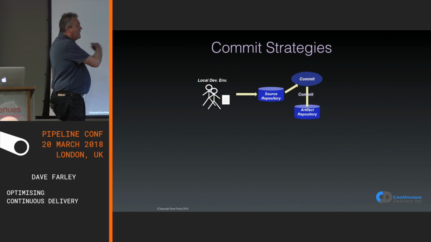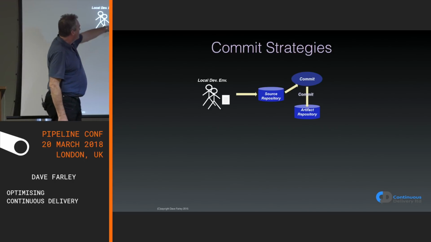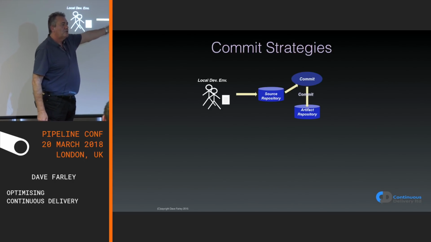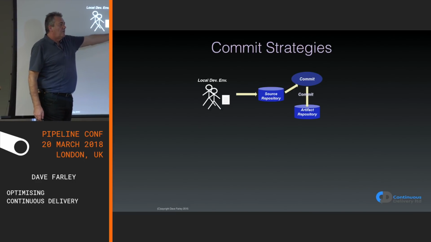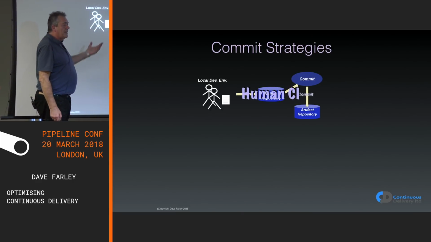Mostly what I've just described is kind of classic continuous integration. We've got a version control system. We're going to trigger some evaluation in our commit stage and generate a release candidate out the back of that. That's human CI.